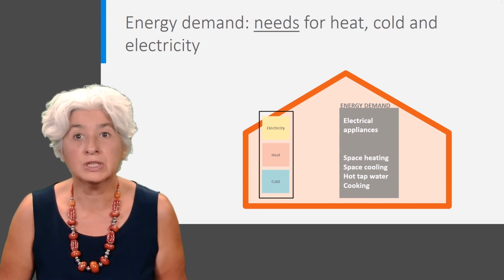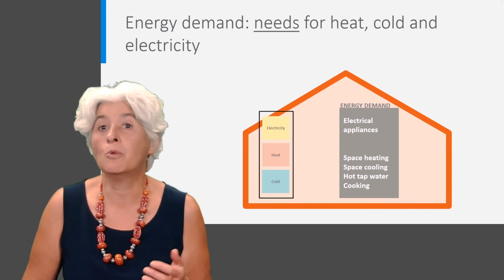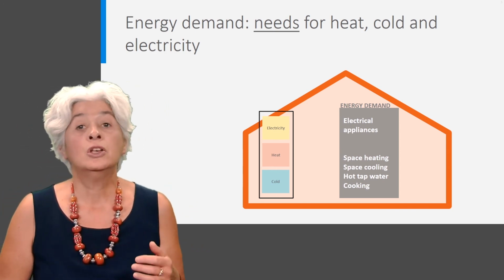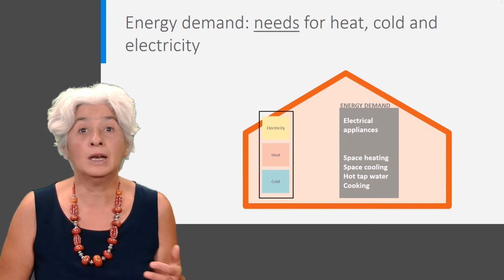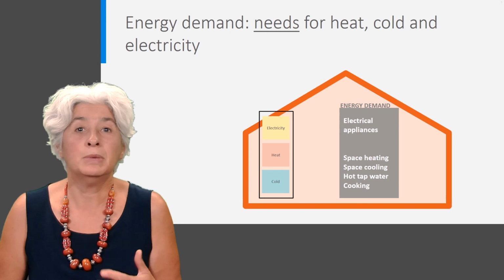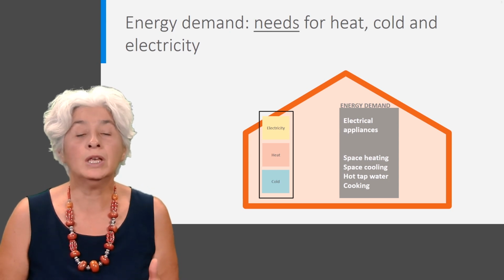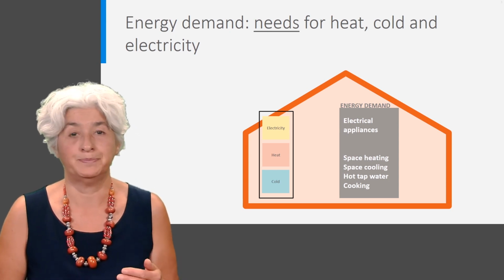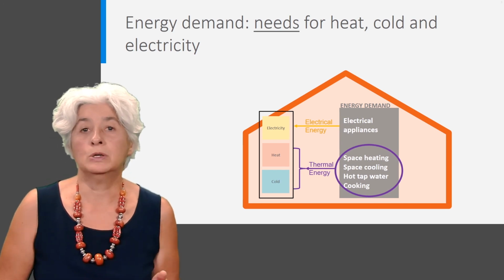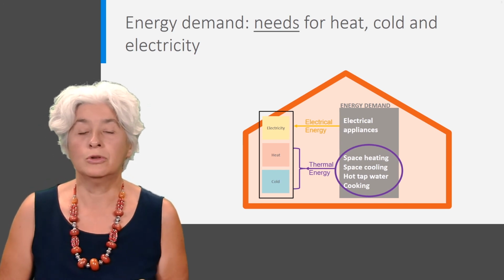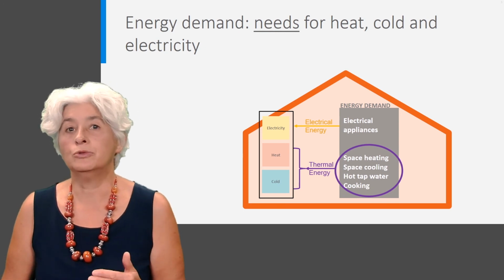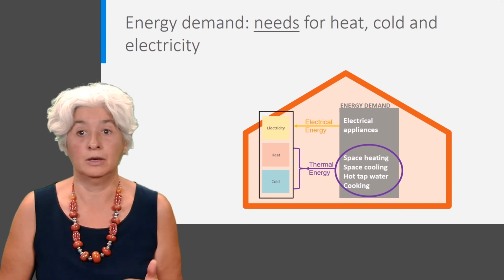It may be confusing, especially for those coming from warm countries with essentially a demand for space cooling. Space cooling is very often delivered with electrical air conditioning, by which it may not be clear that a cooling demand is a thermal demand. So, space heating and cooling, hot tap water and cooking belong to the demand for thermal energy, while appliances belong to the demand for electrical energy.